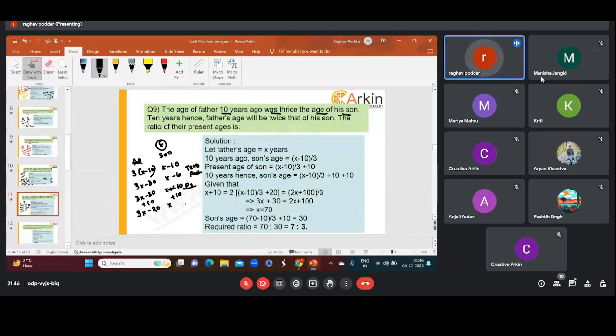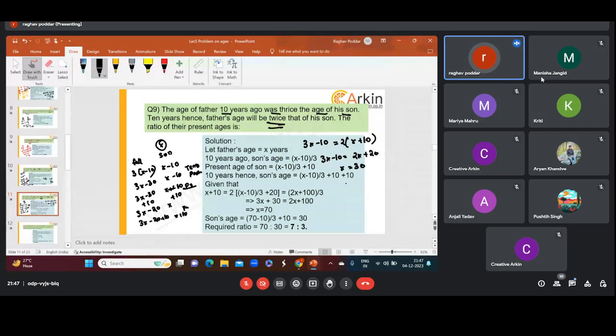Now from present you will go to future because now it is said that 10 years hence. So that means this would be 3x minus 20 plus 10 because you are going to future, and this would be x plus 10. That means father's age would be 3x minus 10 and son's age would be x plus 10. Now they have given the equation that 10 years hence father's age will be twice of his son. So 3x minus 10 is equal to 2 times x plus 10. So 3x minus 10 is equal to 2x plus 20. I bring this side. So x will be equal to 30.